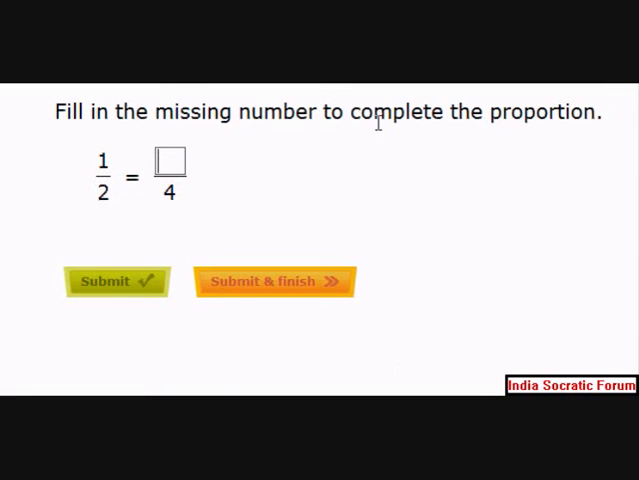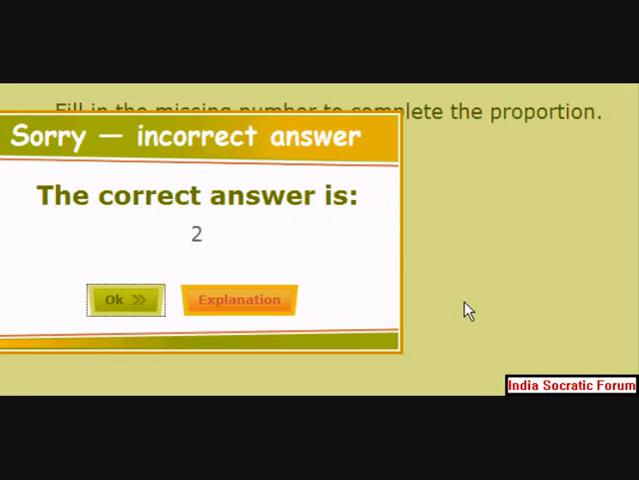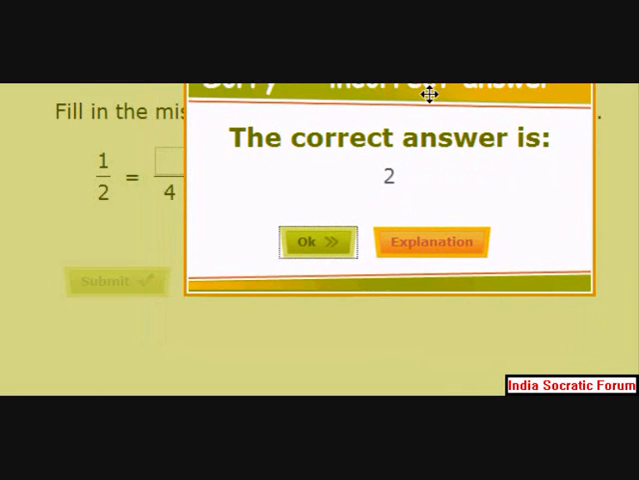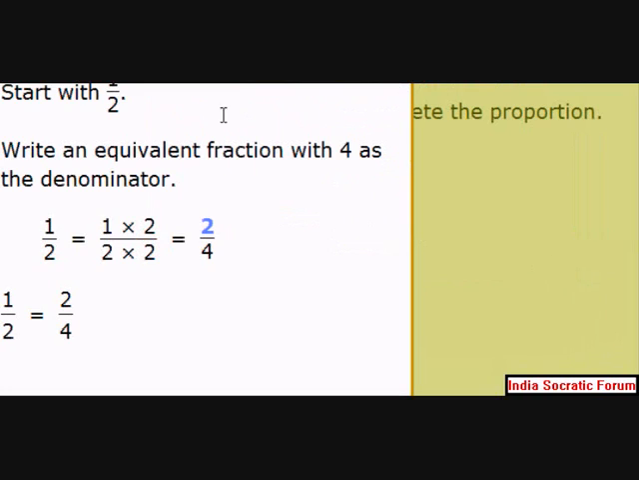Is the proportion of 2 by 6 or equivalent fraction. Fill in the missing number to complete the proportion. 1 by 2 equals what by 4? Good, pause the video, find the answer. Good, the correct answer is 2. How did we get that?